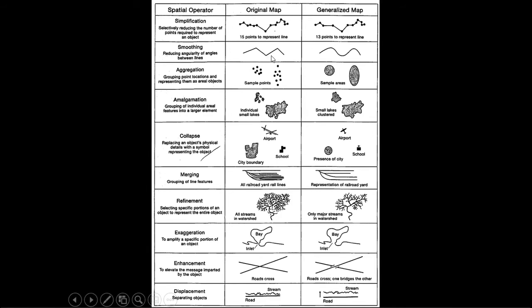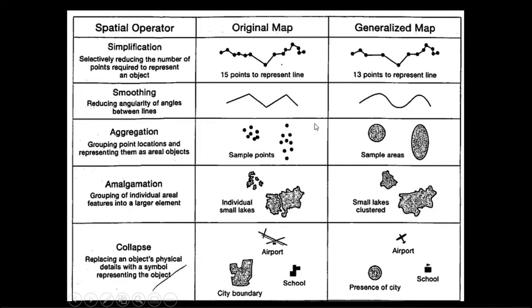This is from the textbook. Then we see the original map in which we do that operation and create a more generalized map. And so we'll talk about each of these individually.